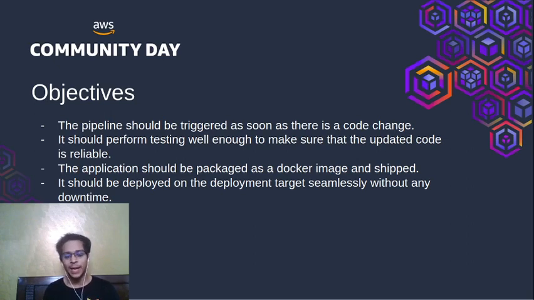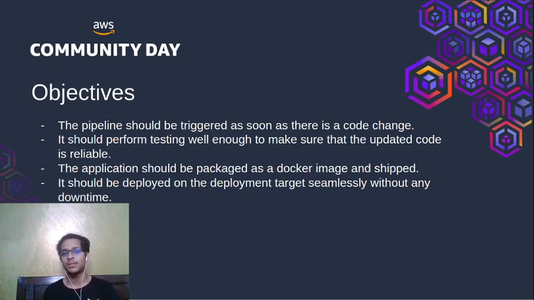Because we can't have blind faith in our code. It can be less performant, so it might fail load tests. It can be buggy in one way that it might fail the unit tests, or it might not integrate well with the other functionalities, so it might fail the integration tests, right? So yes, this CI/CD pipeline should perform enough testing to make sure the code is reliable.